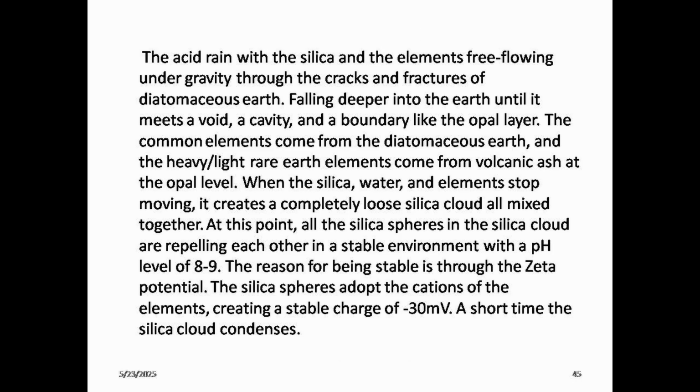The acid rain with the silica and the elements is free-flowing under gravity through the cracks and fractures of diatomaceous earth, falling deeper into the earth until it meets a void, a cavity, and a boundary like the opal layer. The common elements come from the diatomaceous earth, and the heavy, light, and rare earth elements come from volcanic ash at the opal level. When the silica, water, and elements stop moving, it creates a completely loose silica cloud, all mixed together.